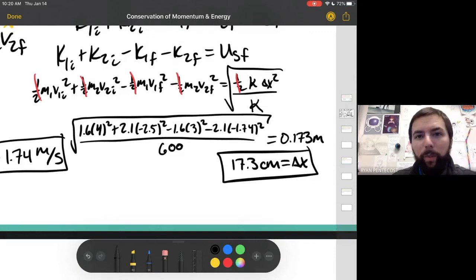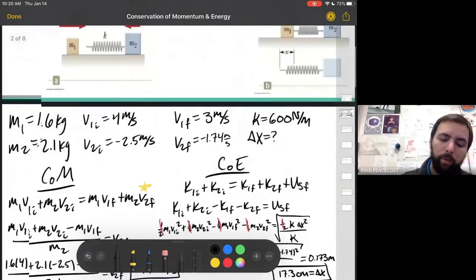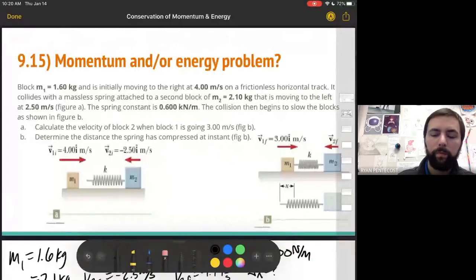Now that is a really big compression for a spring. It's got to be longer than 17 centimeters, which is over 6 inches long. So that's a really big compression, a really long spring. But that is how we can use conservation of momentum and conservation of energy in the same collision. They're just asking different questions, right? So an interesting way to go about that.